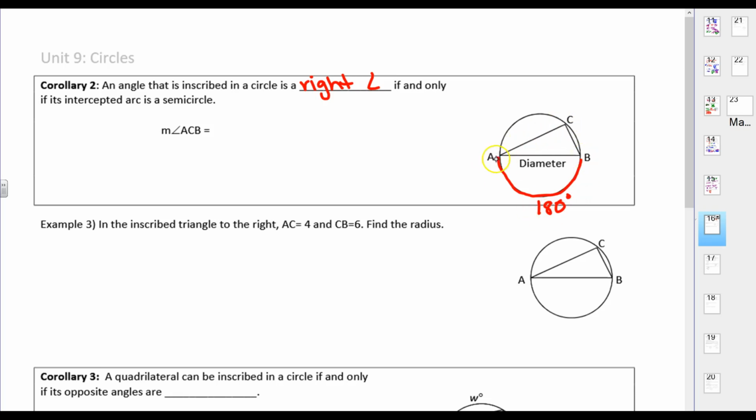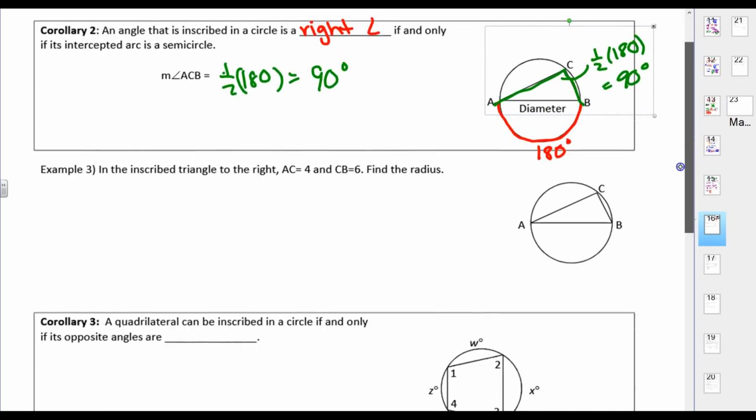Well, C is an inscribed angle that is intercepting that arc, so it must be half of 180, which is in fact 90 degrees. So the measure of angle ACB must be half of 180, which is 90 degrees.